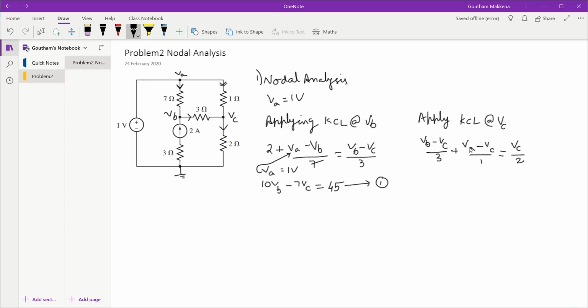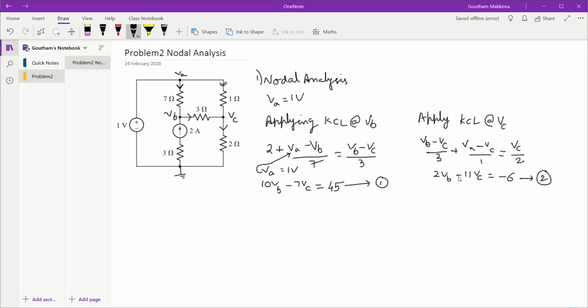On taking the LCM and rearranging the equation, after a few minutes of algebra I would get 2 VB minus 11 VC is equal to minus 6. This is my equation 2. Now I have two equations and two unknowns. I solve these two equations to get the values for VB and VC. Once I get the value of VB, remember my objective is to calculate the current through this 7 ohm resistor, which is VA minus VB by 7. That would finish the problem.